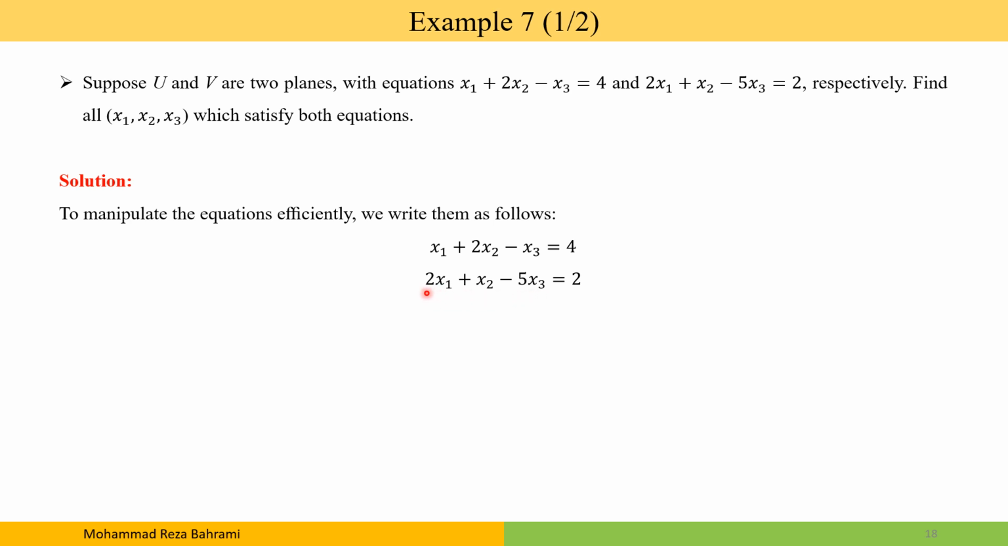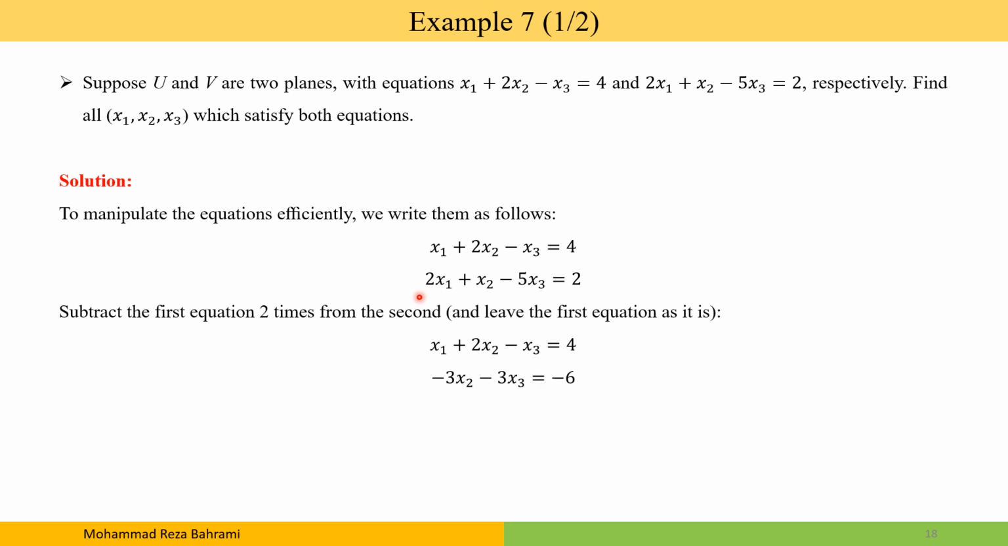So the first step is to get rid of x1 from the second equation. How we can do it is by subtracting the first equation 2 times from the second equation. We reach a new second equation, and we can divide it by -3, so we have the new second equation, x2 plus x3 equals 2. From here we can write x2 as a function of x3, and we can substitute it here. Then we can find x1 as a function of x3.